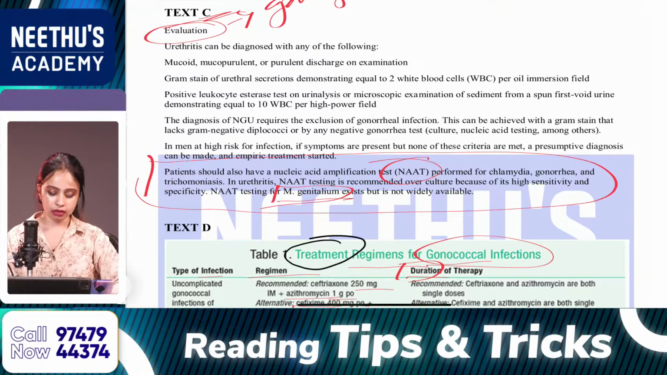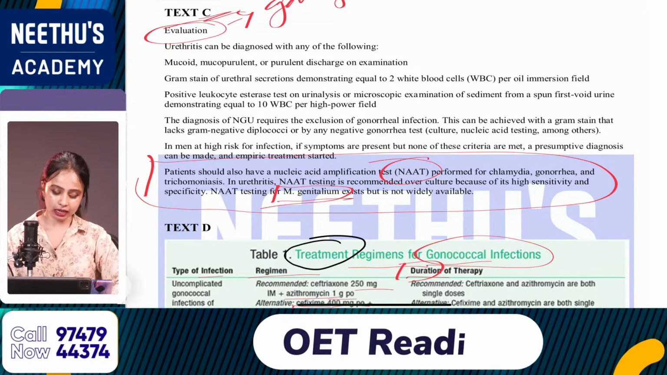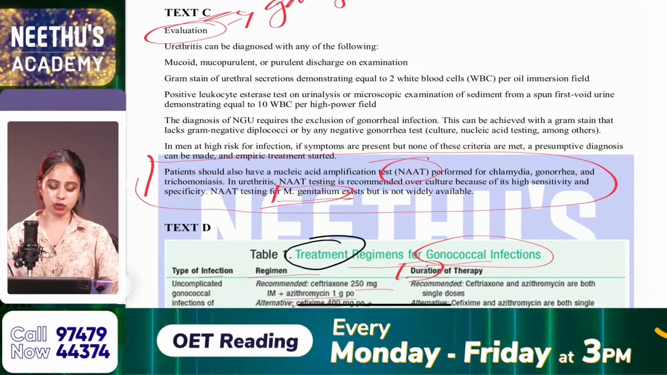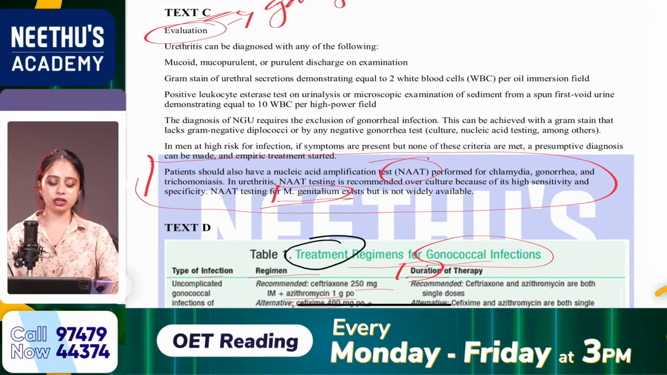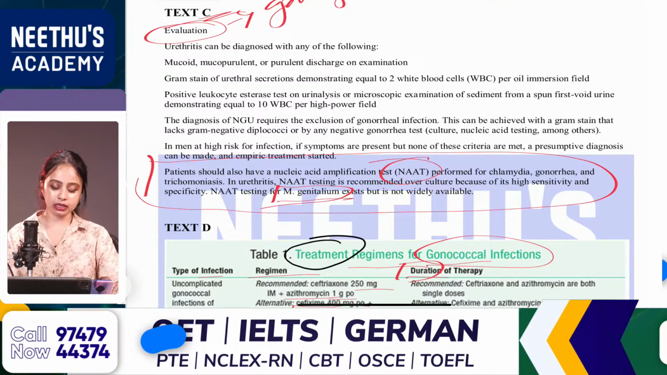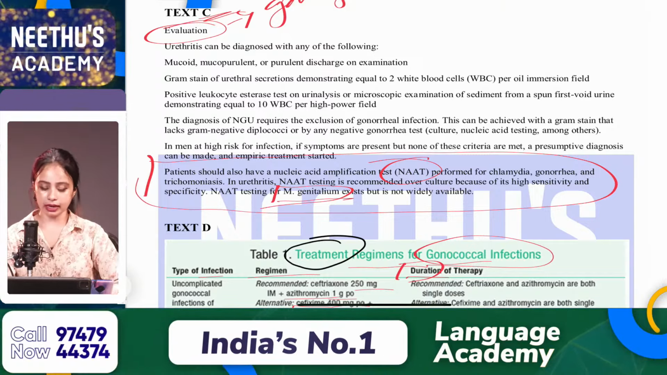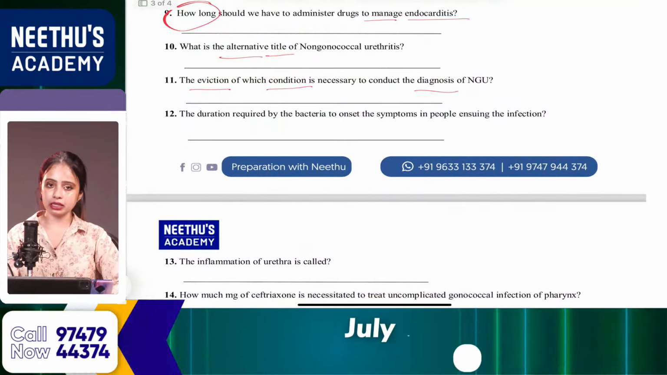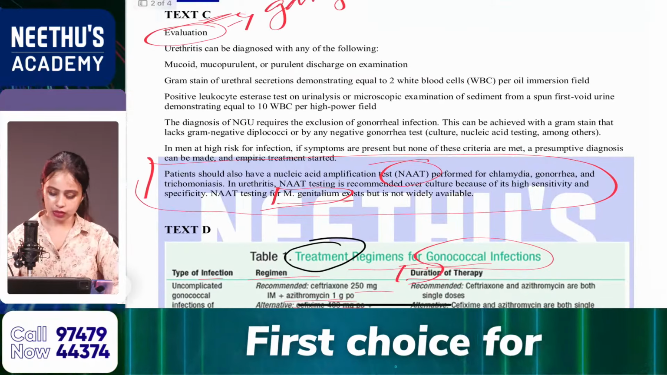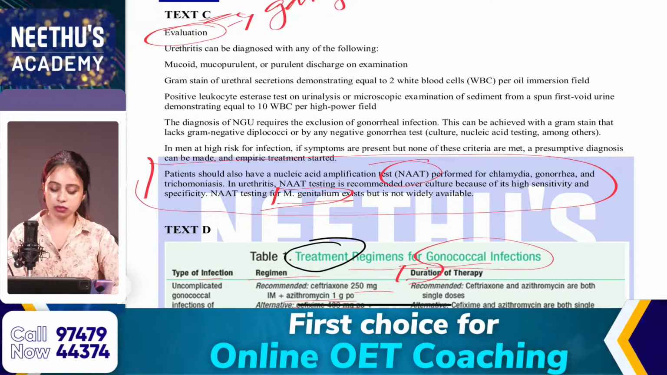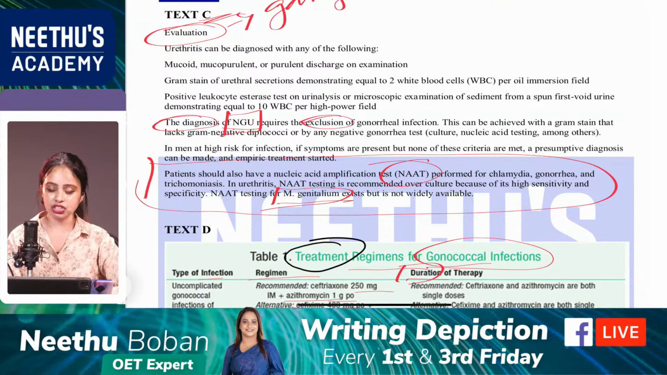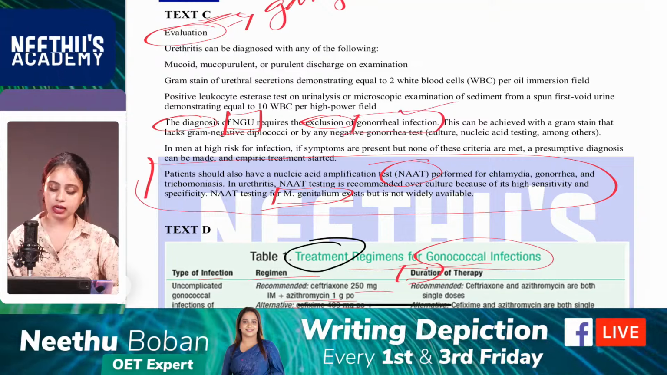Very good. I'm happy that you are getting the correct answer here. Yes, it is gonorrheal infection, so that is the correct answer. Very good. Then the 12th one. I haven't shown that answer yet; it is from text C. One second, I'll show you the answer. The diagnosis of NGU requires the exclusion, that is the eviction, of gonorrheal infection, and that is the correct answer.